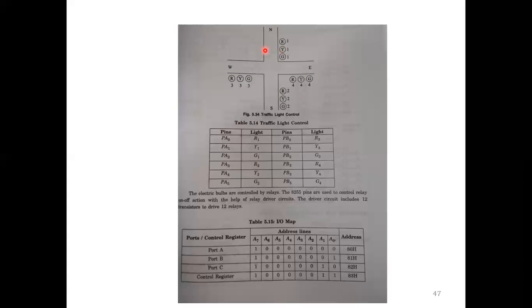That is north to south communication. Here we use G1 and G2 to glow, and R3 and R4 will also glow. This is the concept, a simple concept. We represent each light with a particular port. That's all.